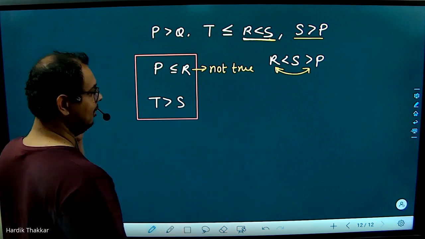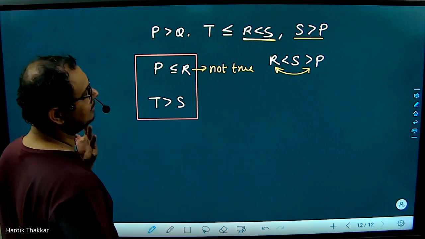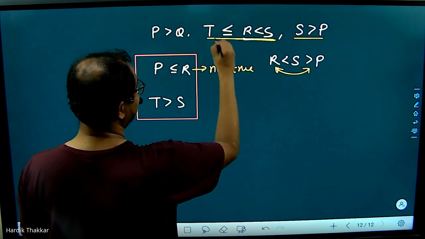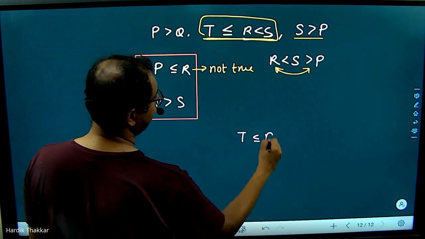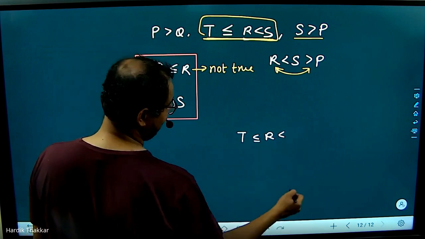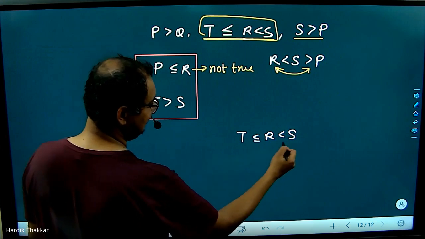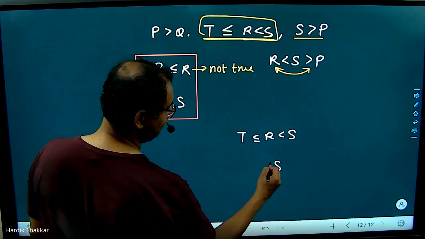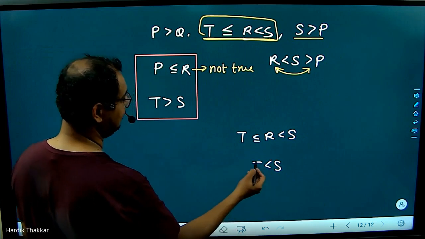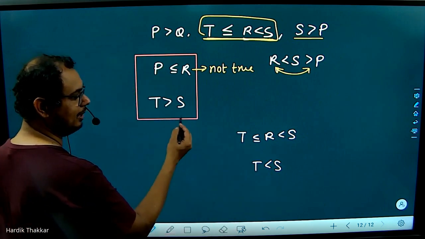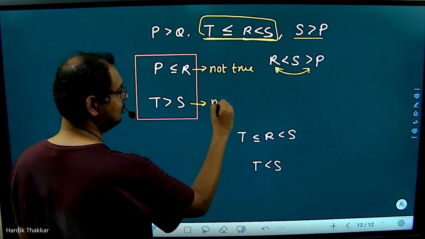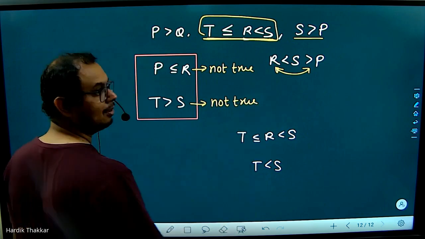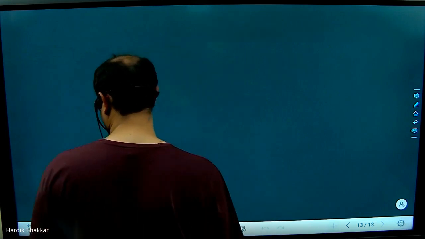Okay. Now we will check for T and S. Here, T is less than or equals to R, and R is less than S. So obviously S is greater than T. Okay. S is greater than T. So conclusion will be like this. But here the conclusion statement is opposite to the actual conclusion. Okay. So this conclusion is also not true. Is it clear? Yes. Okay. Now let's move to the third part.